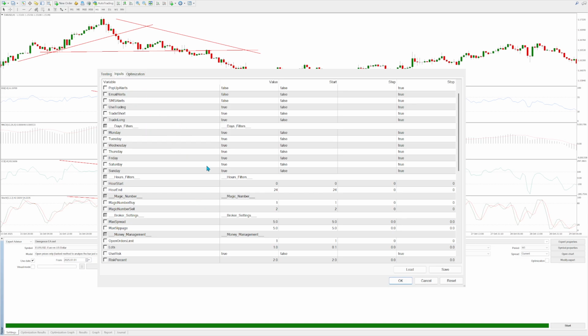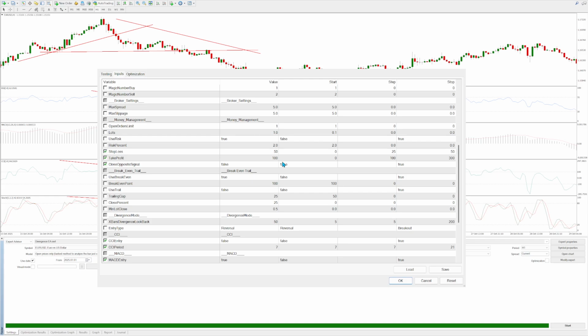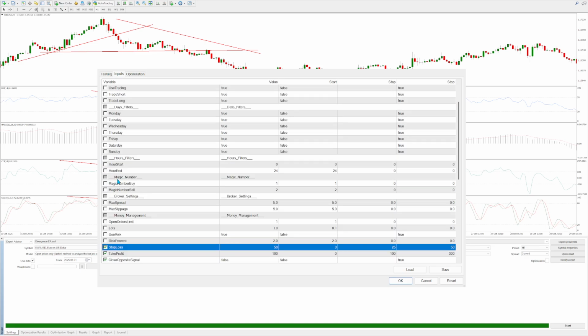I'm gonna show you how to do an optimization. Now, an optimization basically is when you do a combination of different settings to see what results they may have produced. Of course, as I said, there are limitations to backtesting, but it can give you a rough idea of a trading strategy. So you just check the settings that you want to test.